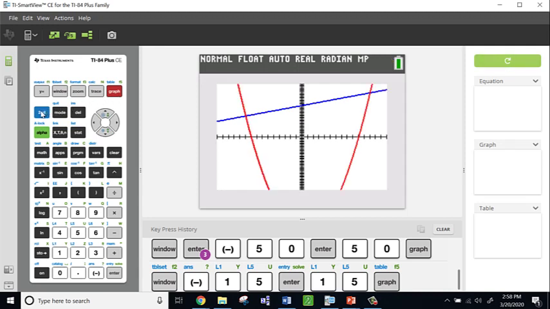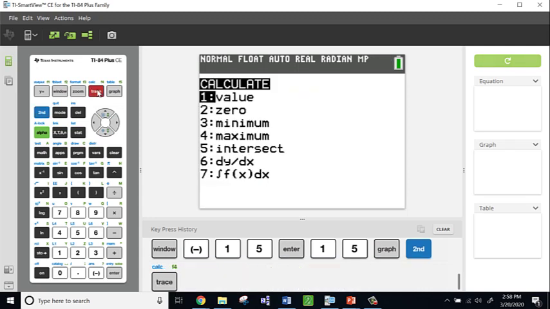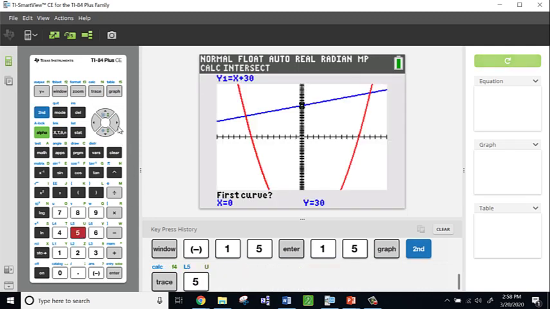So what I'm going to do is I'm going to hit second, trace, and go to intersect, which is number 5. So right now my cursor is like right there on the y-axis. Let's just get it close to one of my points. Enter, enter, enter. So they're telling me my exact answer is going to be 12, 42.